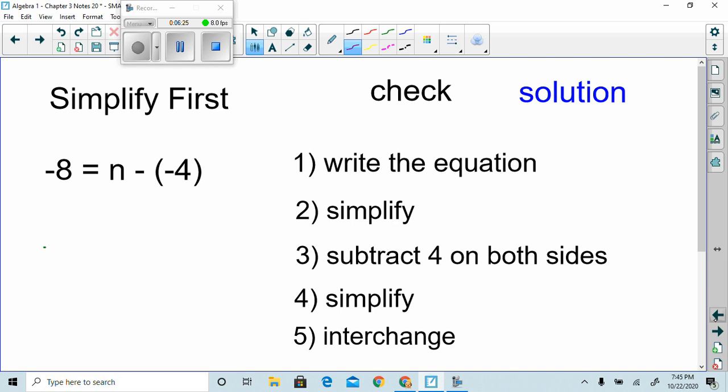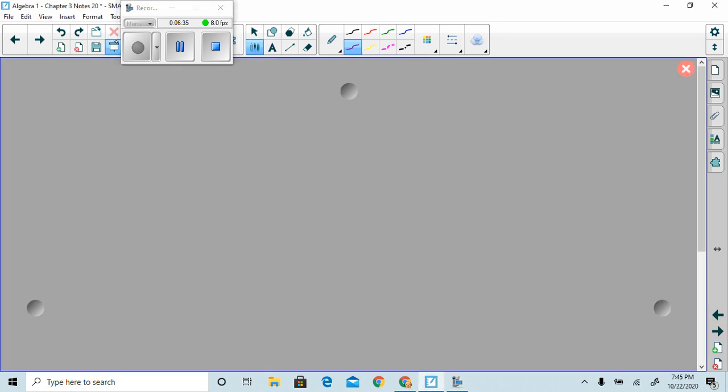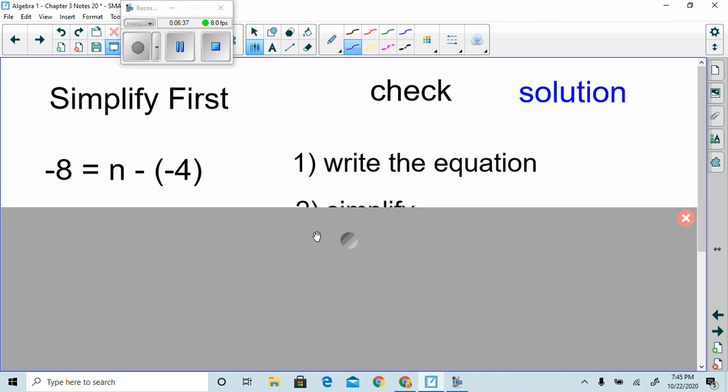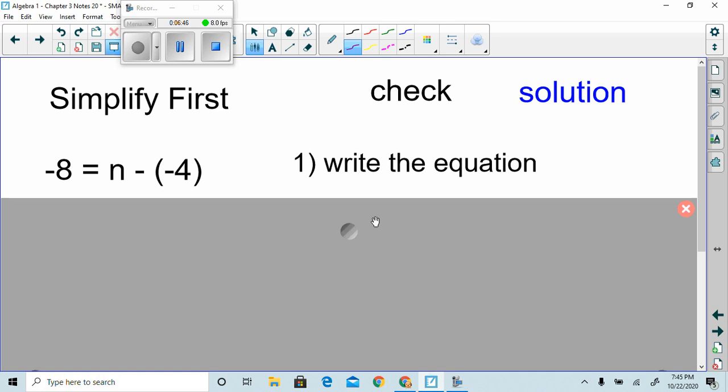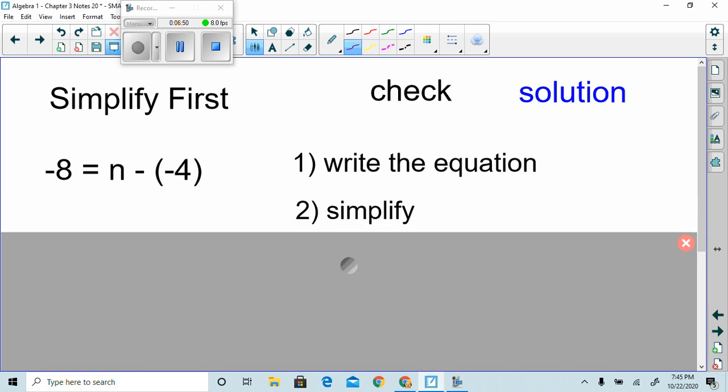So I was talking about these transformations. It says first simplify in this one. So you start by writing your original equation. Negative 8 is equal to n minus a negative 4. Now there are 2 ways to approach this. You could add a negative 4 to both sides, or you could, as the book suggests, simplify.